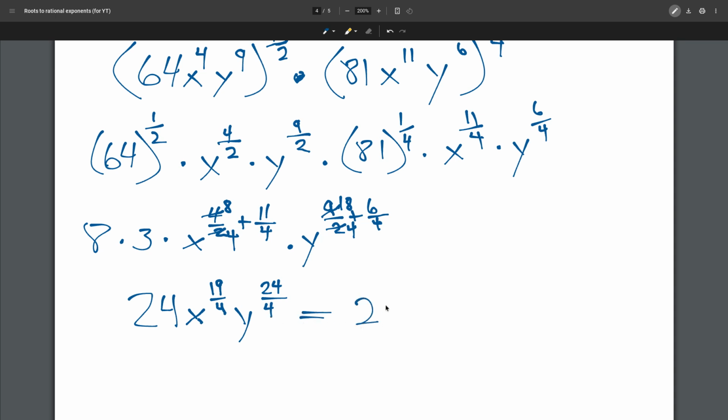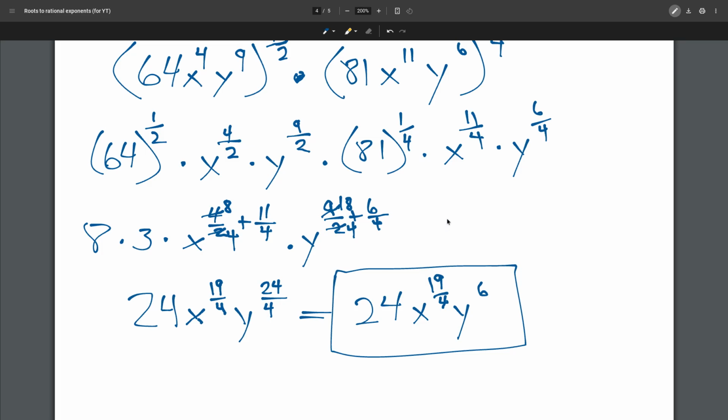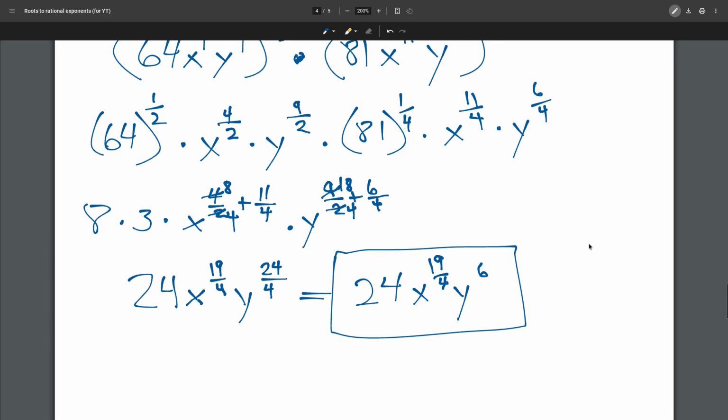So this is going to be 24x to the 19/4 power, y to the 24 divided by 4, which is 6, to the 6th power. Cool. All right, I think I have one more here.